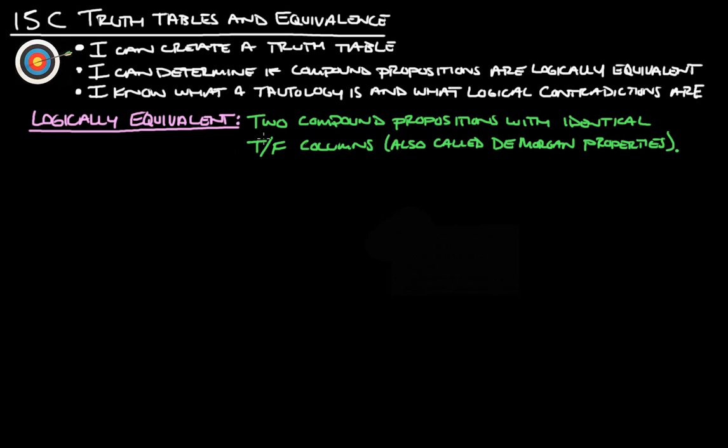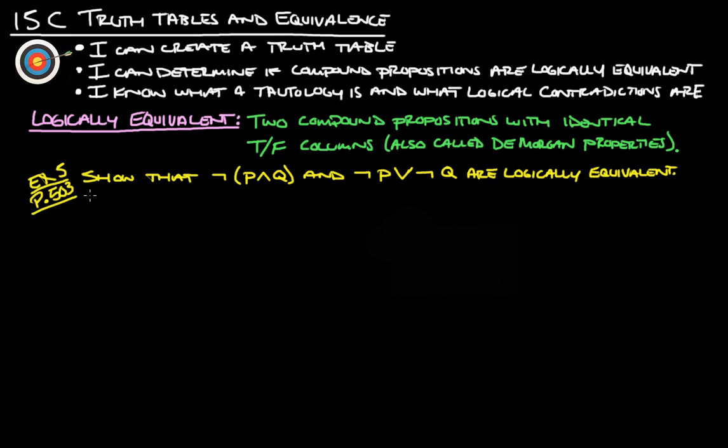Logically equivalent. If you have two compound propositions with identical true-false columns, they are considered to be logically equivalent, and they're also referred to as DeMorgan properties. For example 5 from page 503: show that not (P and Q) and (not P or not Q) are logically equivalent. So what we want to do is make a truth table.